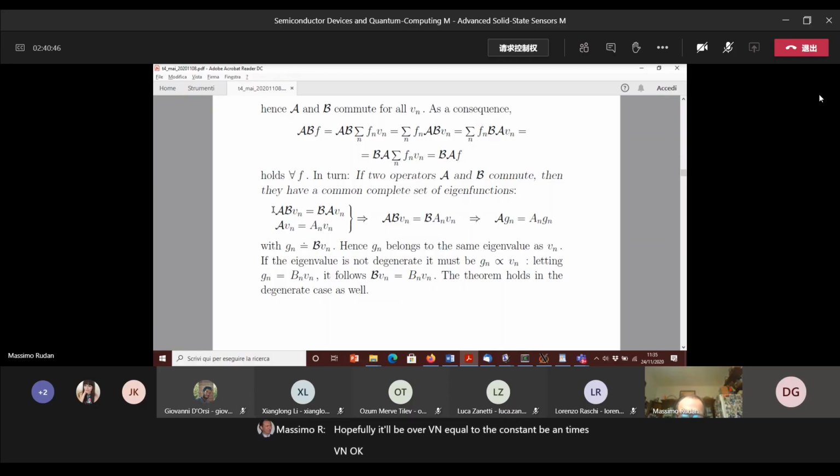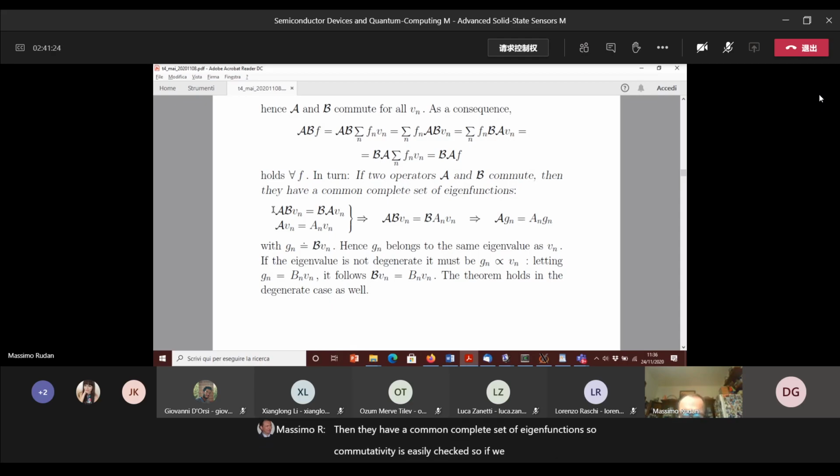So if there is a non-degenerate case, the theorem is immediate. If there is degeneracy, the property is still valid, but the demonstration is much, much longer and tedious, so we don't do it. In any case, we have demonstrated that if and only if two operators A and B commute, then they have a common complete set of eigenfunctions. So commutativity is easily checked.